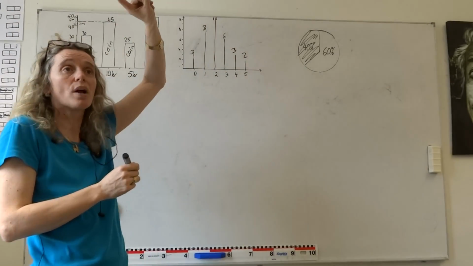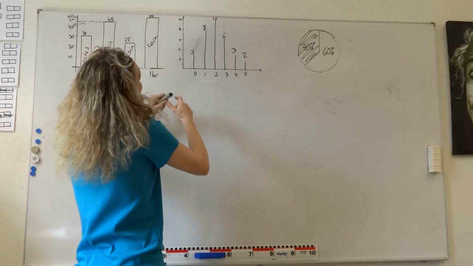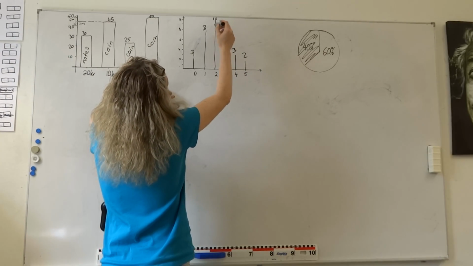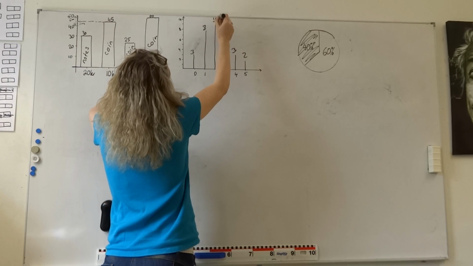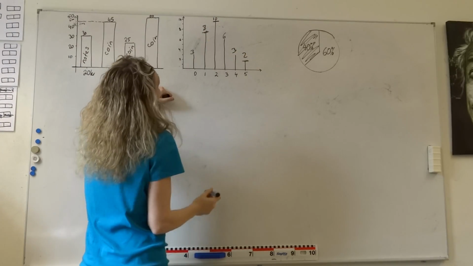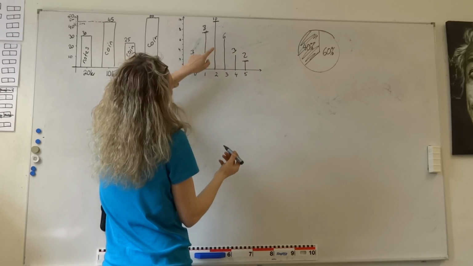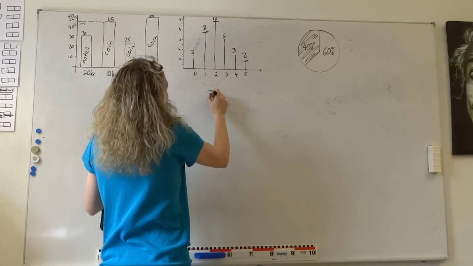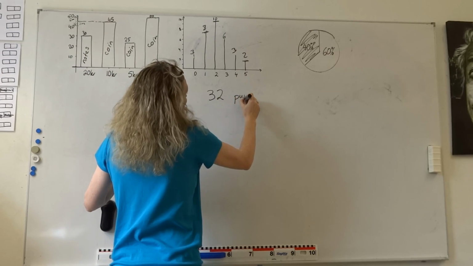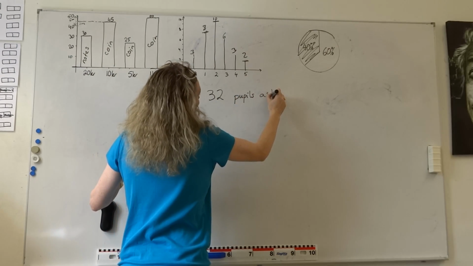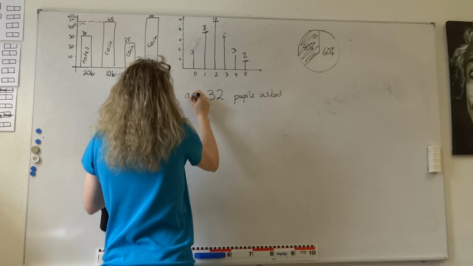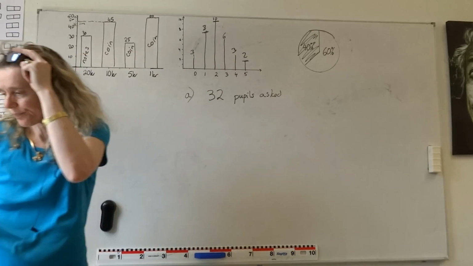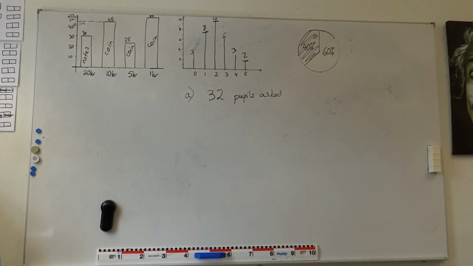So the number of people we had in the study, let's see if we can count in factors of 10. Here's 10, and there's another 10, 20. And then there's no other, but we've got 6 and 6, that's 12. So 20 plus 12, 32. So 32 pupils were asked, or were part of the study. So that's question A.